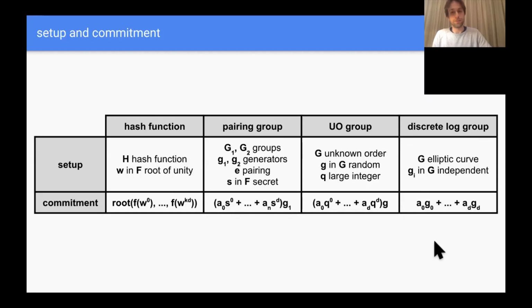Any questions so far? I'm just trying to give a flavor of all the constructions. I have a question. In the unknown order groups, is Q secret? No, Q is public. All right. Yeah.